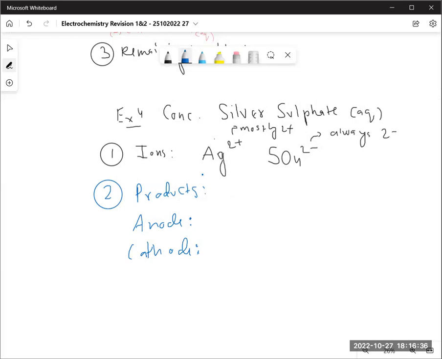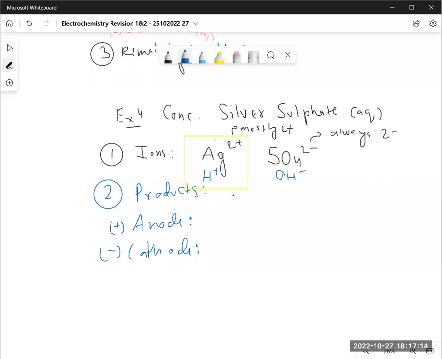Aqueous. Aqueous, what are they? What does that mean? H plus and OH minus. Perfect. Now in the products, what will I have at the cathode? It's going to be between these guys because they are positive, they go to the negative electrode. And the cathode will have the H plus and OH minus.